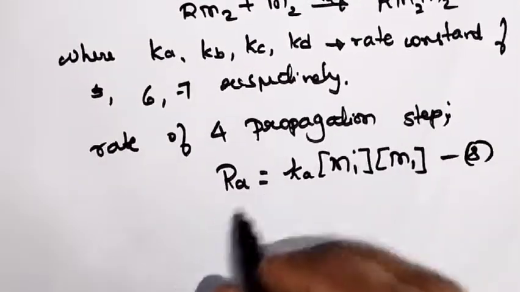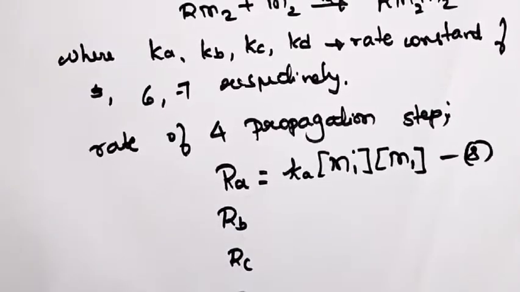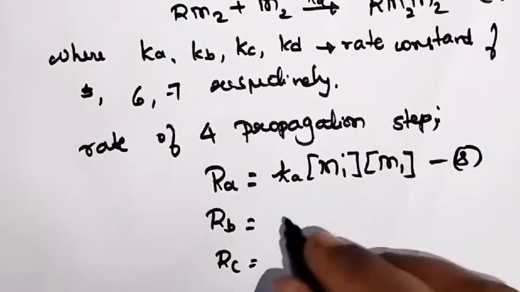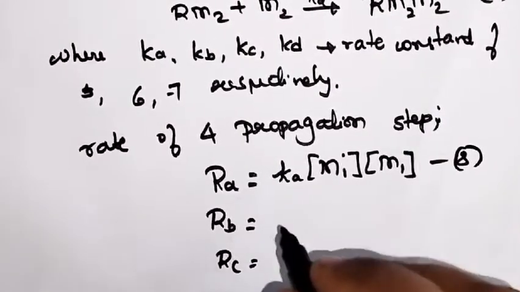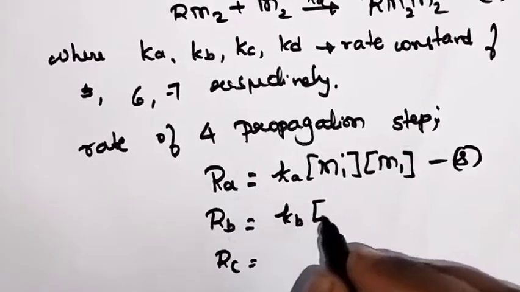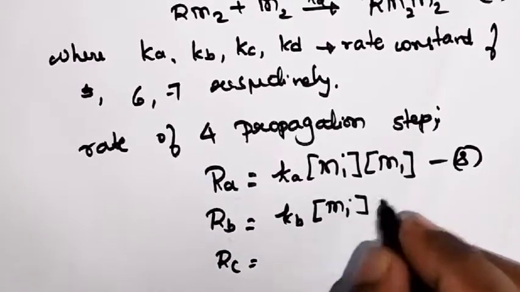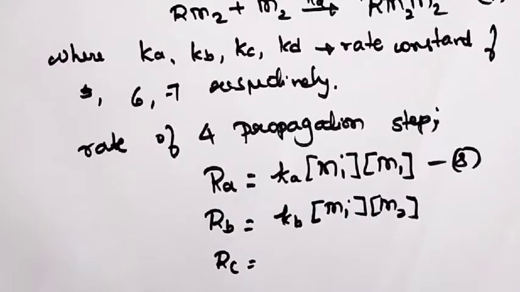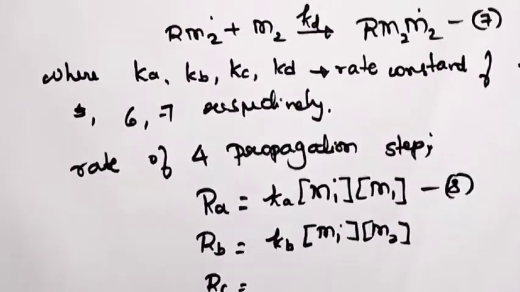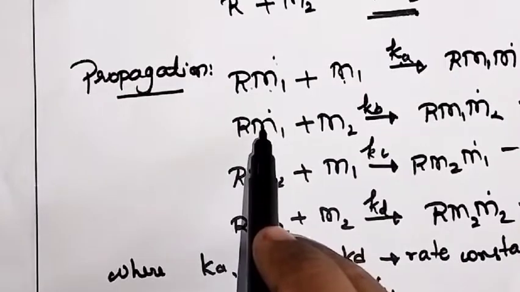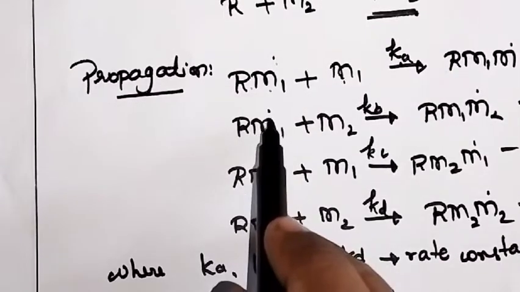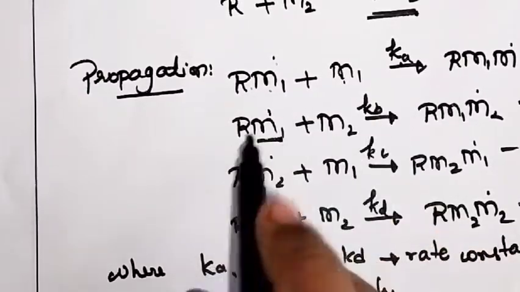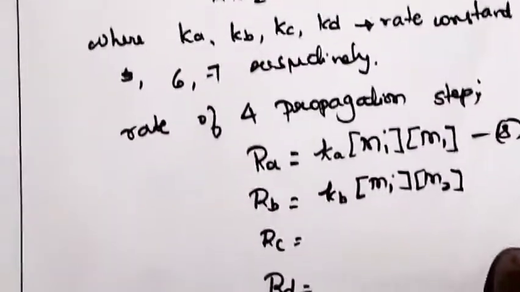Similarly, write RB, RC and RD. These are the 4 rate equations we have. Now what is RB? Look into equation number 5 and write Kb times the concentration of M1 free radical and M2. You need to consider which free radical is migrating from where to where. The free radical is present over this M1, so M1 free radical means the free radical from here is shifting to here. That is why I am considering only this. You can consider this one also, but it looks a little complex.